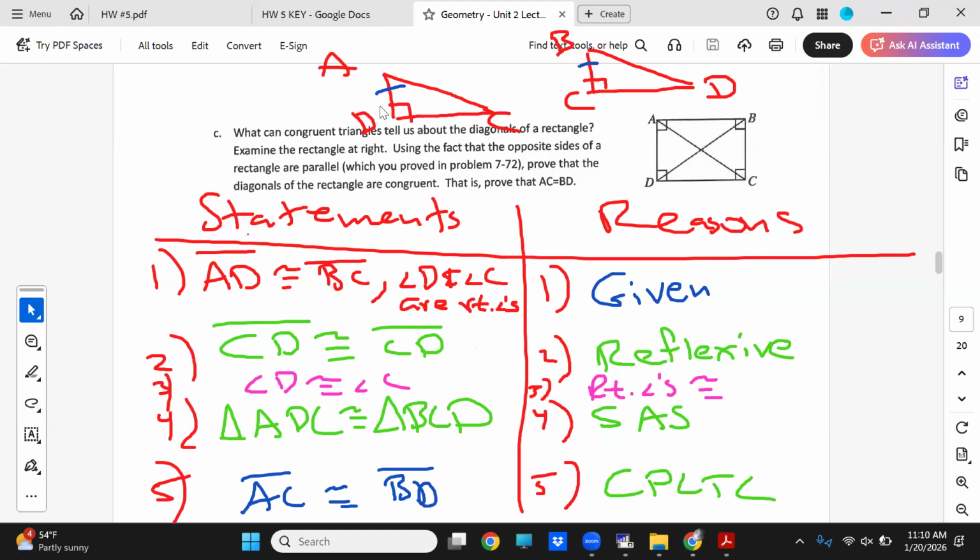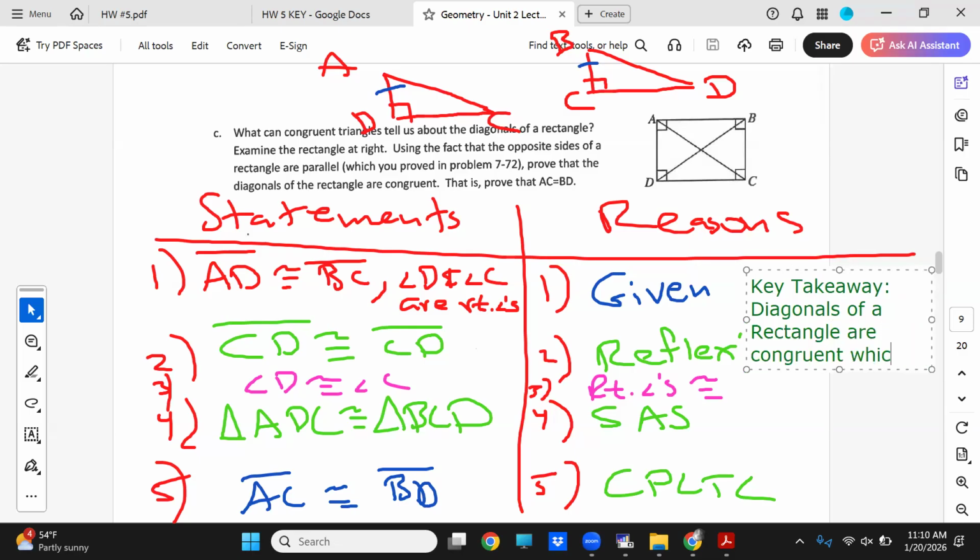So again, the takeaway here. Key takeaway: diagonals of a rectangle are congruent, which we can prove using our knowledge of congruent triangles.